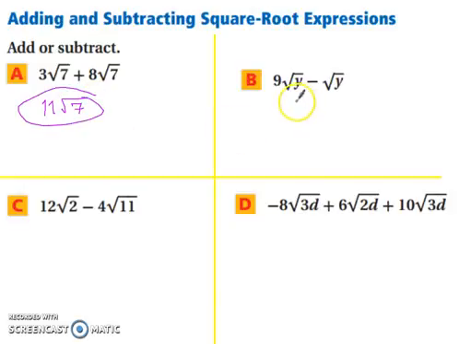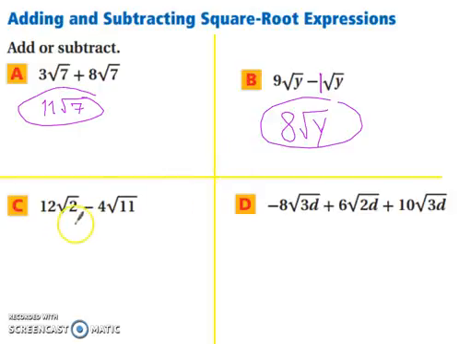So now let's look at b. We have 9 square roots of y minus the square root of y. If it helps, you can put a 1 in front. So we have 9 square roots of y minus 1 square root of y, which leaves us with 8 square roots of y.